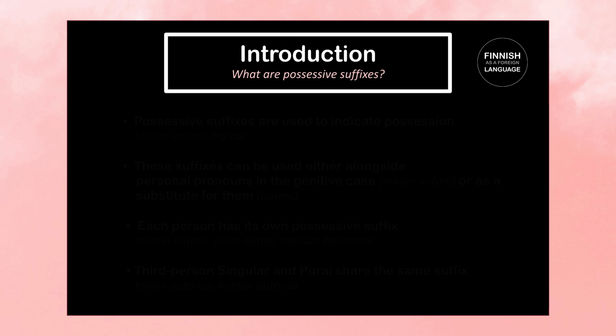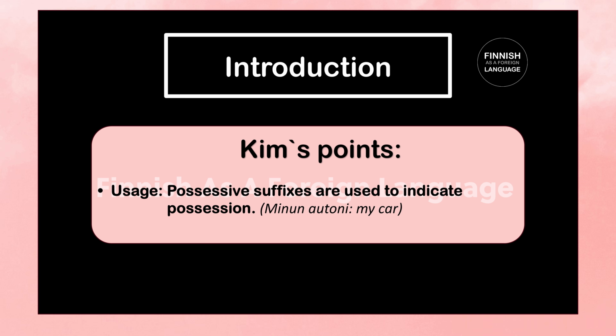What are possessive suffixes? We use possessive suffixes in order to indicate possession. For example, when we want to say my car, then we say minun autoni. Minun is a personal pronoun standing in the genitive and its basic form is minä. Autoni means my car. It's a combination of the word auto, which means car, plus the possessive suffix ni, which is used for the first person singular. So minun autoni means my car.